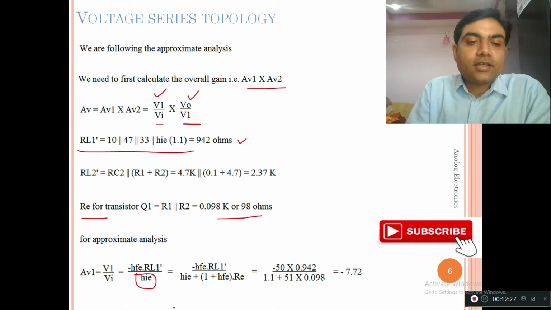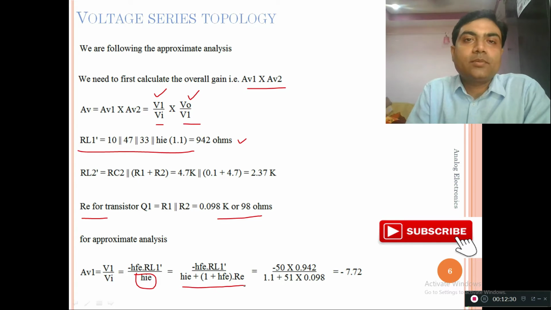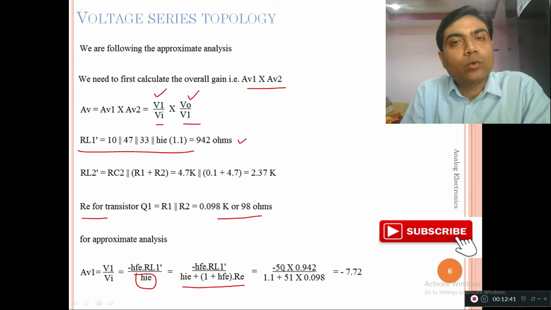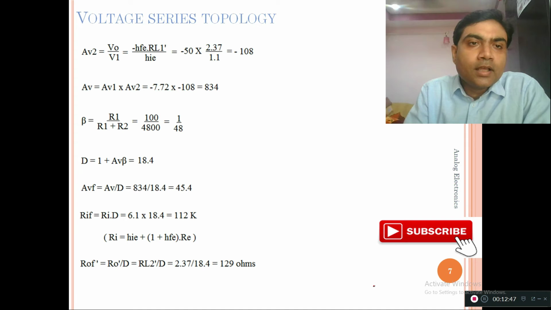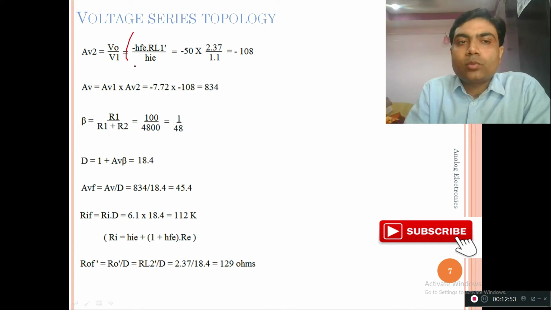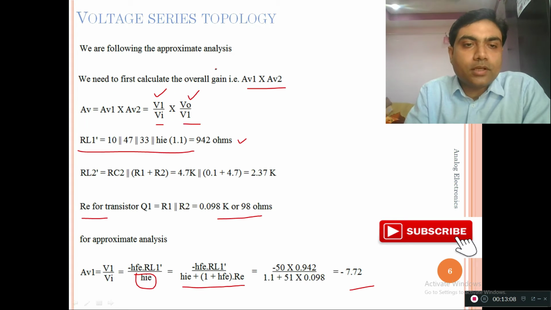So whenever there is a case of RE, we have to apply this formula, HIE plus (1 plus HFE) into RE. This is very well known in low frequency analysis of the transistors. Just by putting the numerical values given in the problem, you can determine the value of AV1. That is nothing but minus 7.72. Now this is the AV2. AV2 is VO upon V1, and again the same formula, minus HFE into RL1 dash upon HIE. And here we have determined: minus 50 into 2.37 upon 1.1 equals minus 108.